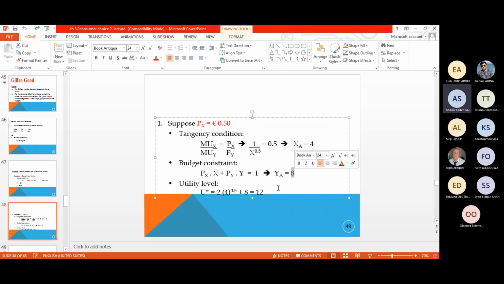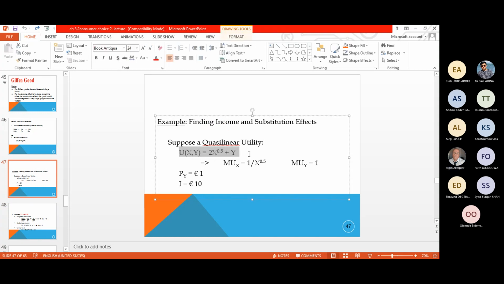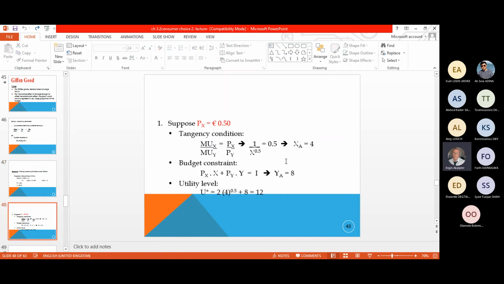Yes, Professor. Okay, then we are going to substitute this into the utility function. The utility function is this one, 2x to the power of 0.5 plus y. Then 2 times the square root of 4 is 2 times 2, which is 4, plus 8 is 12. Then utility is 12. Is that okay up to now? Did you get it?